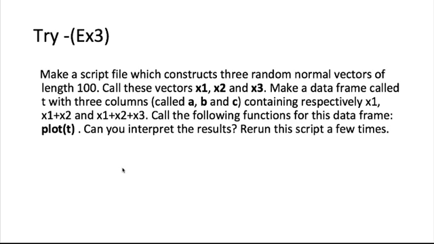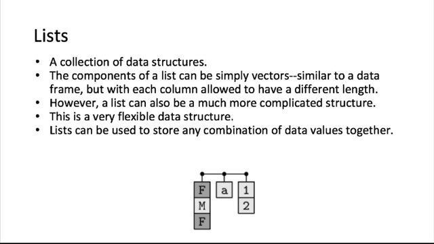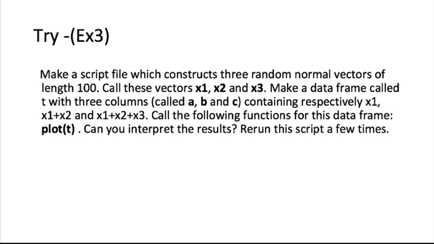So I'd like you to try the following. For this one, I'm going to ask you to turn it in. So make a script file which constructs 3 random normal vectors of length 100. Call these vectors x1, x2, and x3. Then make a data frame called T with 3 columns, A, B, and C, containing respectively x1, x1 plus x2, and x3.